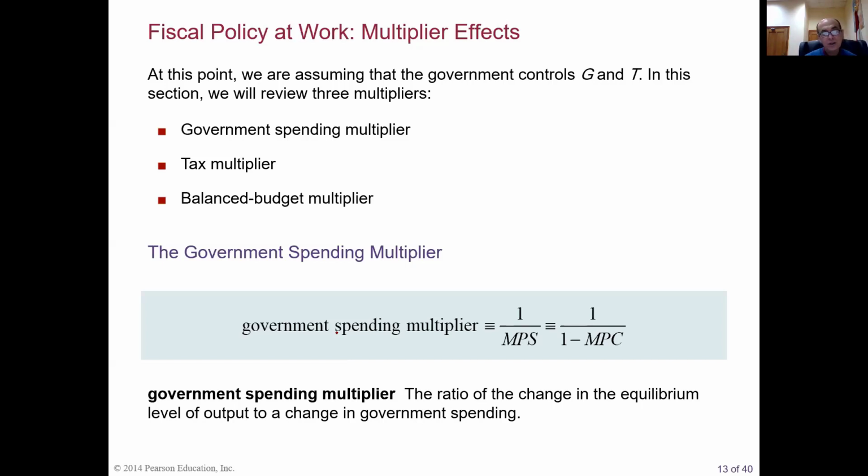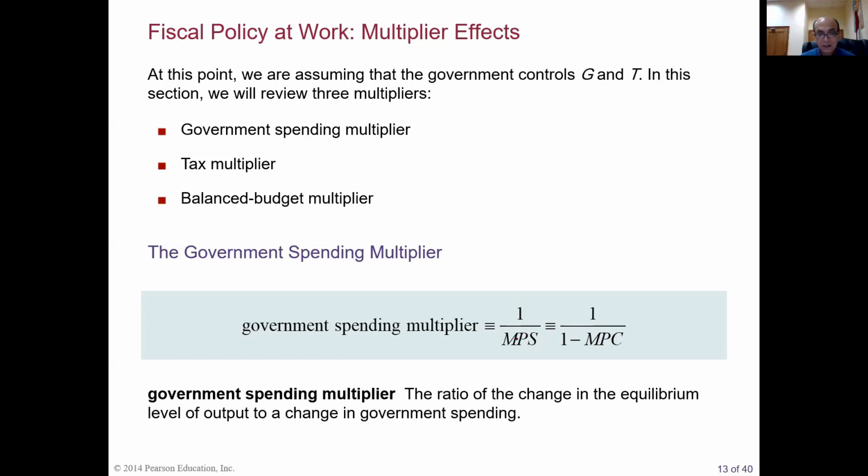But let us now explain the multiplier in more detail. The government spending multiplier equals 1 divided by MPS, or 1 divided by 1 minus MPC. MPS plus MPC, as you already know, equals 1. In this case, we can rearrange this equation once again: 1 divided by 1 minus MPC. MPS is the marginal propensity to save.